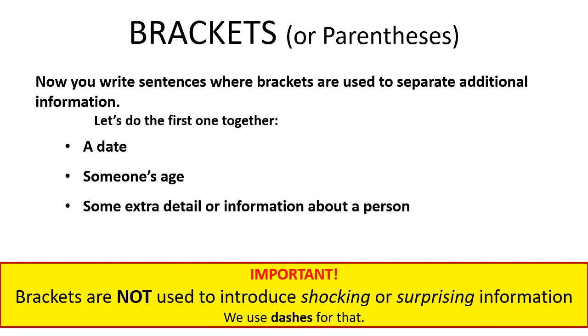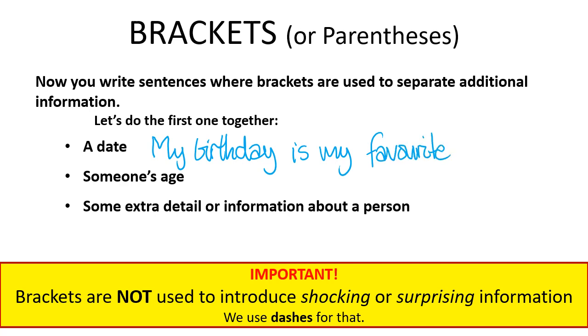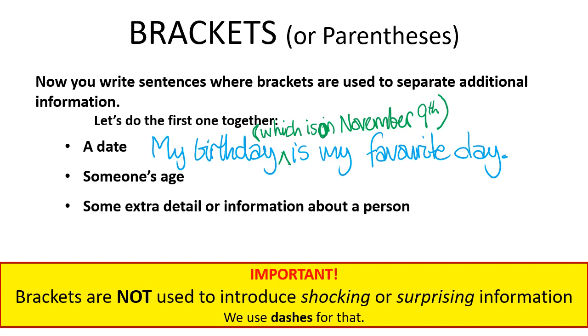So let's write a normal sentence first. My birthday is my favorite day. Now, that's our sentence, but I want to add the extra information of a date. So, my birthday. When is my birthday? So in this part of the sentence here, we would open a bracket, my birthday, which is in November, yeah, or I could say which is on November the 9th, close brackets, is my favorite day. Okay, and that's how I would add a date.